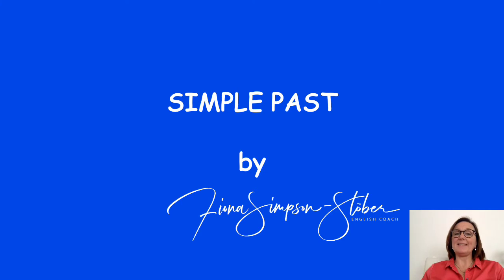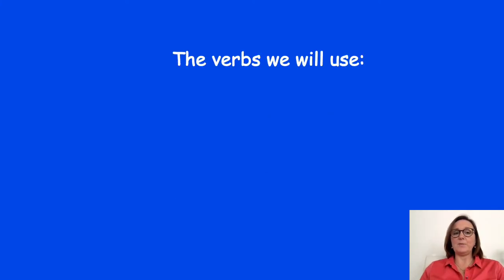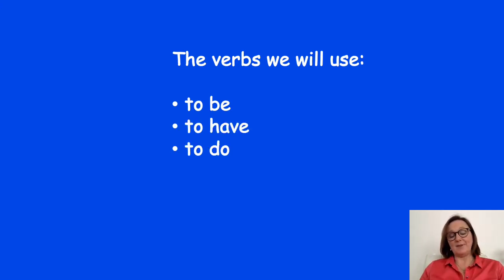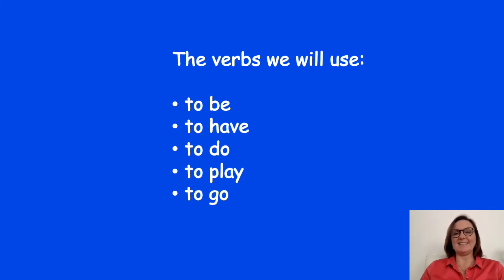Today we're looking at the simple past. The verbs that we will use are to be, to have, to do, to play and to go. I call these my main verbs because I think if you know these verbs in every tense, then you've always got something you can rely on to help you in any other sentence. So learn these off by heart, okay?